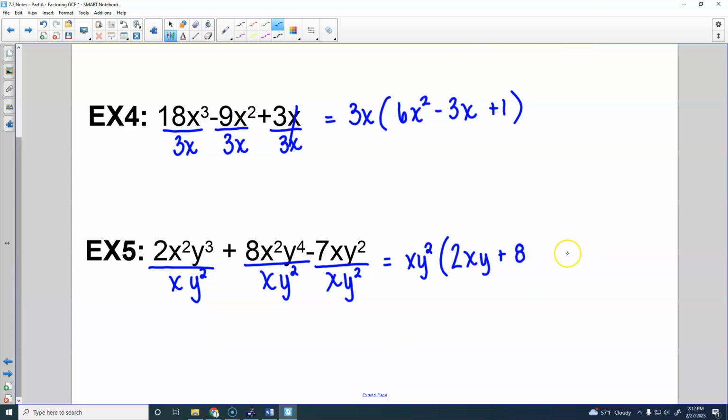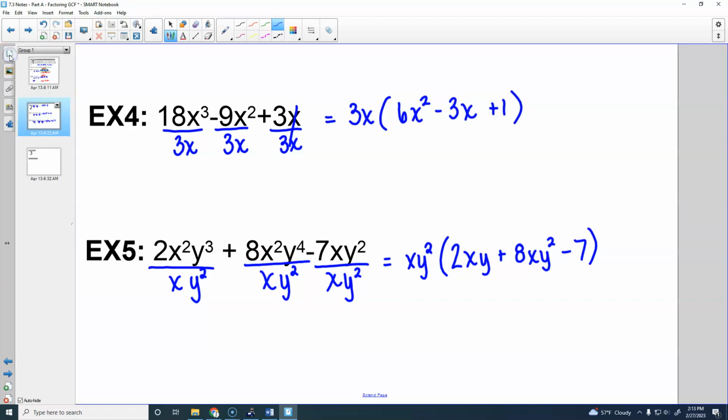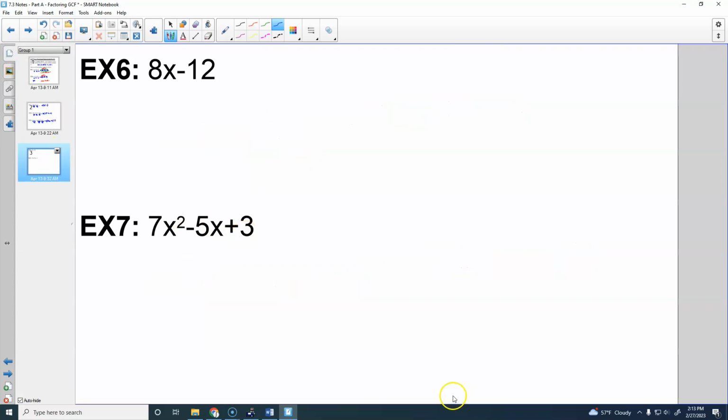Riley, how many x's do I have for the second term? I had 2. I'm taking one away, so I got x. And then how many y's do I have? 2. And then, Isabella, for the last term? Very good. Okay, questions there? All right, we just got a couple more, and then I'm going to let you guys practice on your own.